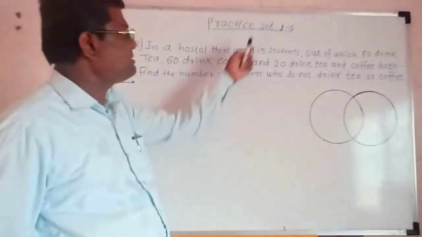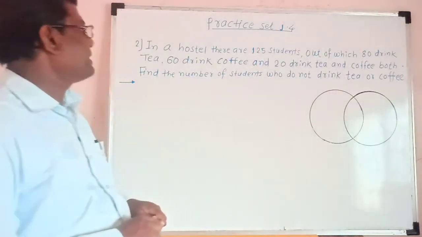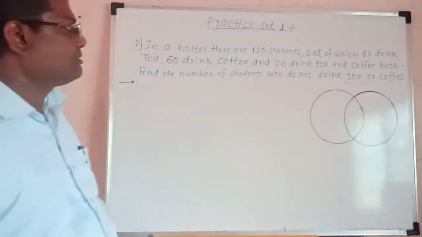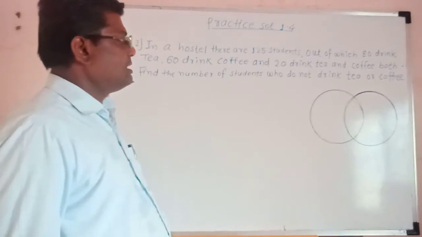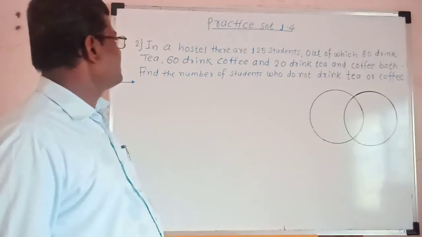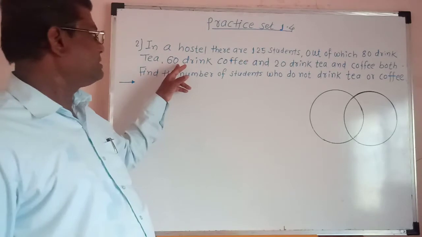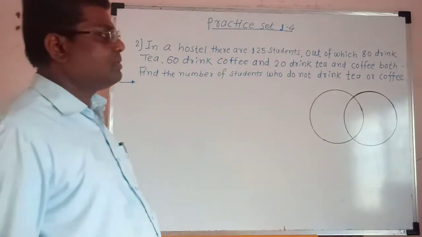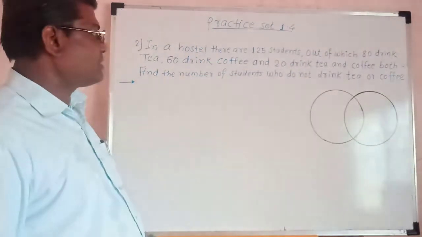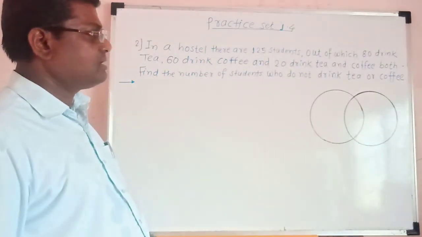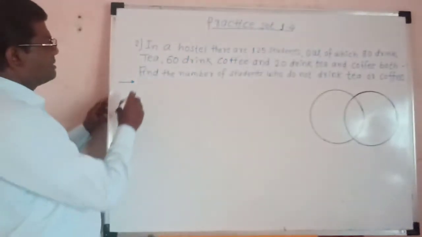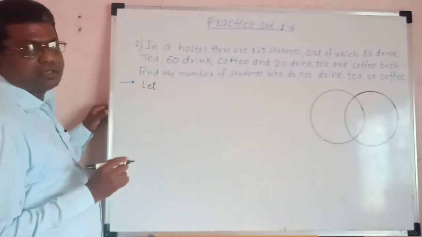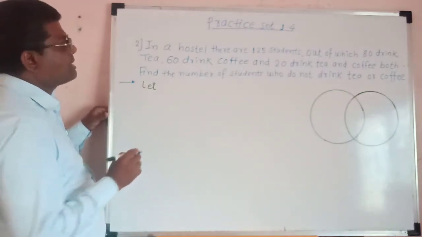Example number practice set 1.4. Example number 2. In a hostel there are 125 students, out of which 80 drink tea, 60 drink coffee and 20 drink tea and coffee both. Find the number of students who do not drink tea or coffee. Now, total number of students in the hostel are 125.